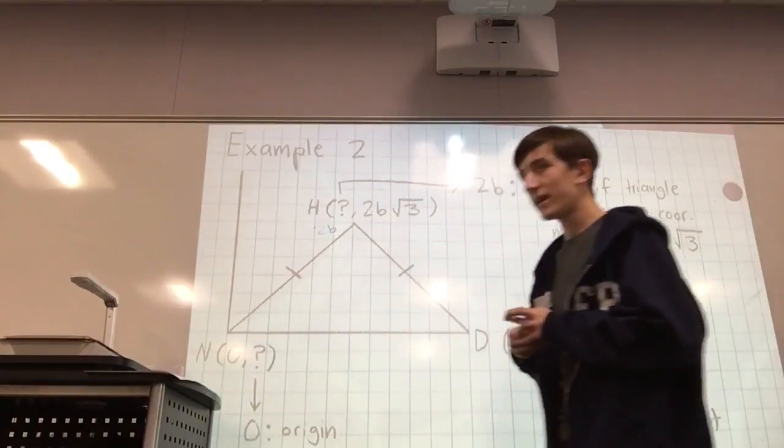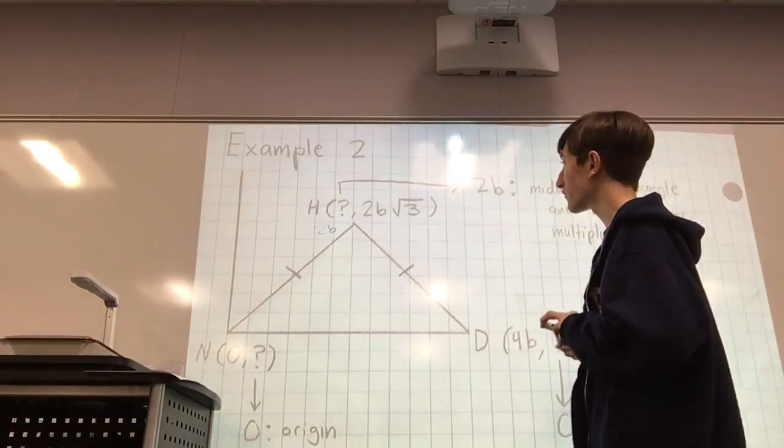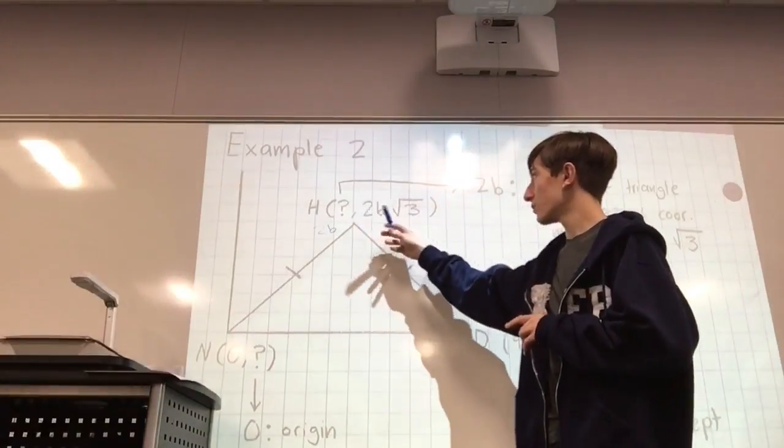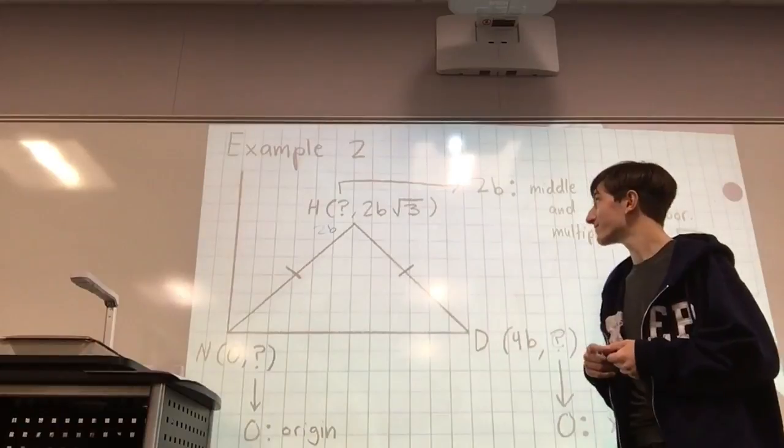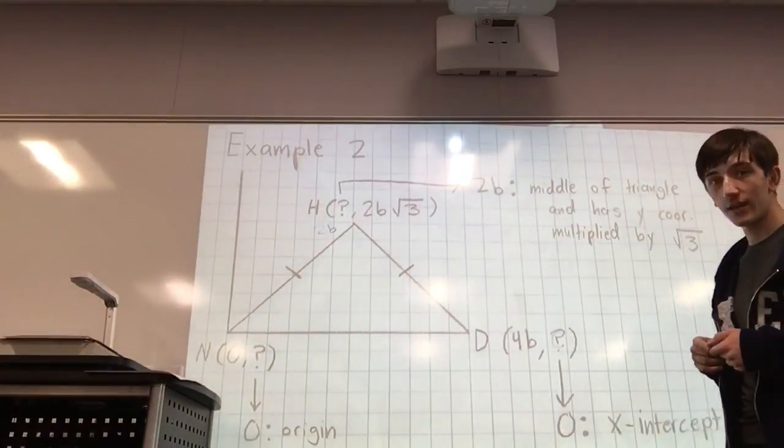This is because in these triangles, if you have an x-coordinate, the y-coordinate is always the square root of 3 times the x-coordinate. And thus, we've solved another triangle.